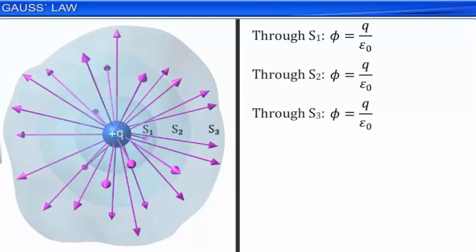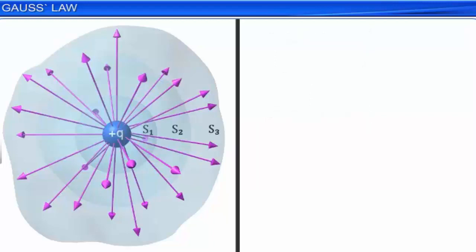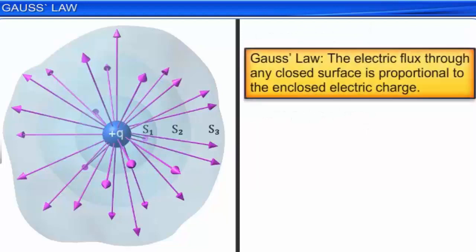Here, we observe that the net electric flux phi through any closed surface is independent of the shape of the closed surface. Hence, we conclude that a Gaussian surface can be of any arbitrary shape. Thus, Gauss law states that the electric flux through any closed surface is proportional to the enclosed electric charge.